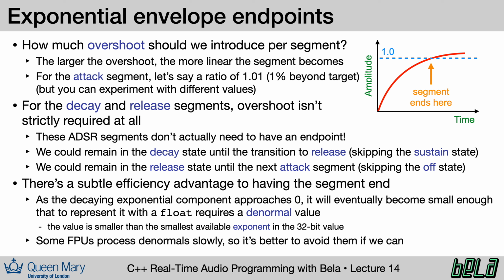The way we do this is simply by having the segment end before v of n is ever going to get so small that it would be represented that way.